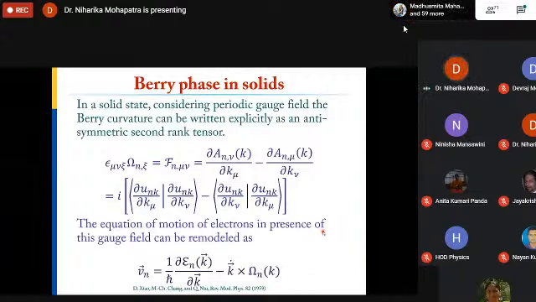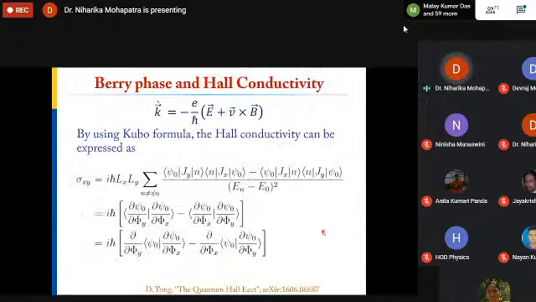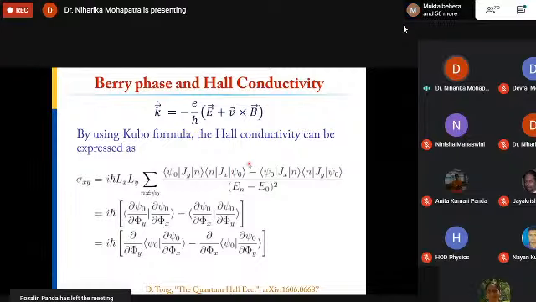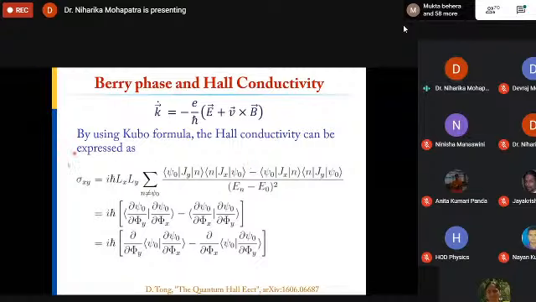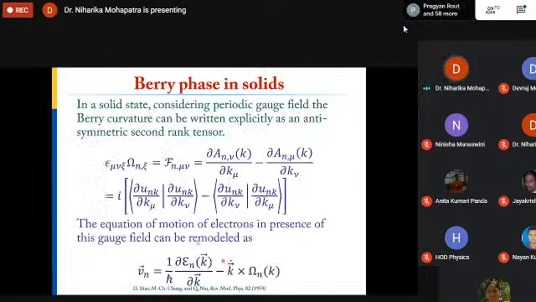I'm talking about Berry phase, while the Hall effect seems different, but the Hall effect is not different. There is something called the Kubo formula. Quantum mechanically you can derive it by taking the spectral function. This has been derived from linear response theory. So they have shown that your sigma_xy is actually defined like this, and in terms of this is your Berry curvature.